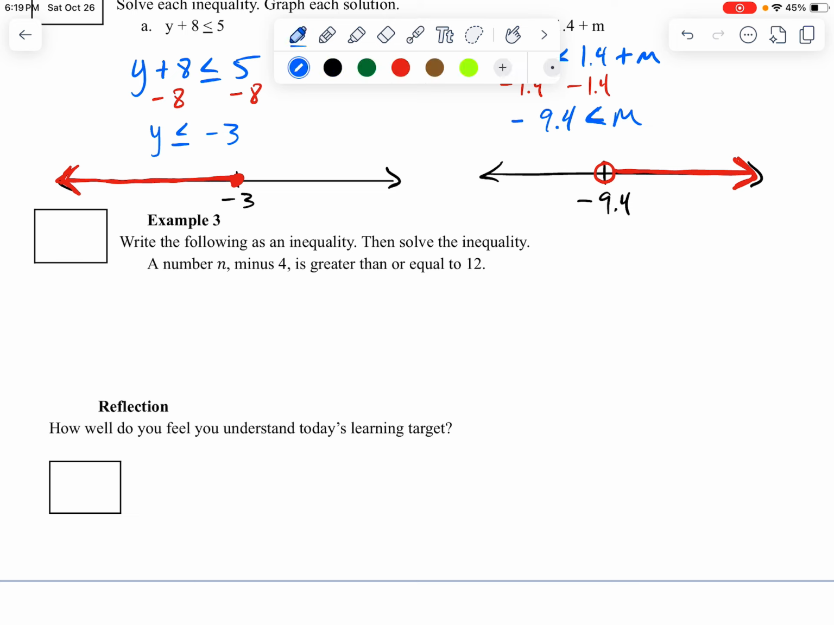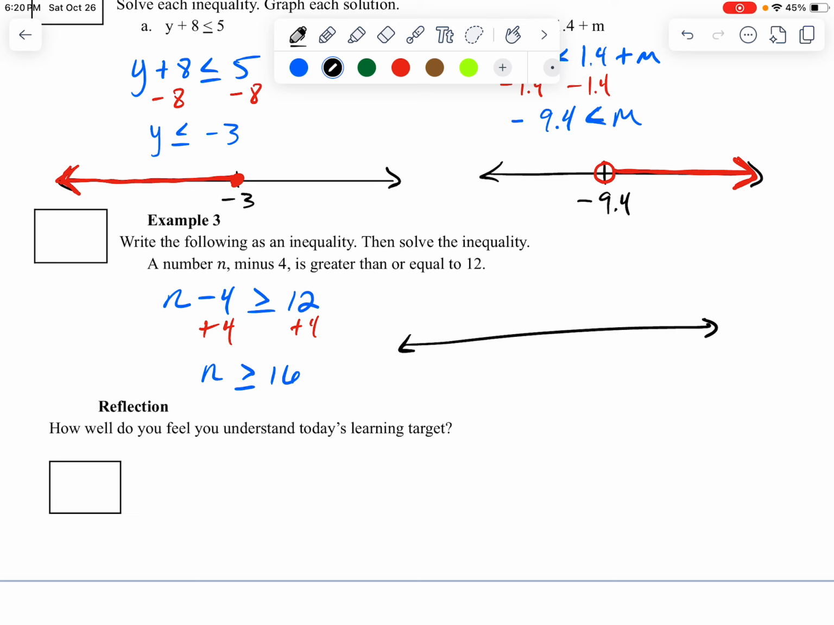All right, so a number n minus 4 is greater than or equal to 12. Reading left to right, translating left to right, and then I'm just going to solve. Got n minus 4, so to get just n, I'm going to add 4 to both sides. N is greater than or equal to 16. And since it only takes me about 5 seconds to graph this, 16, n is greater than or equal to, our graph should look like this.